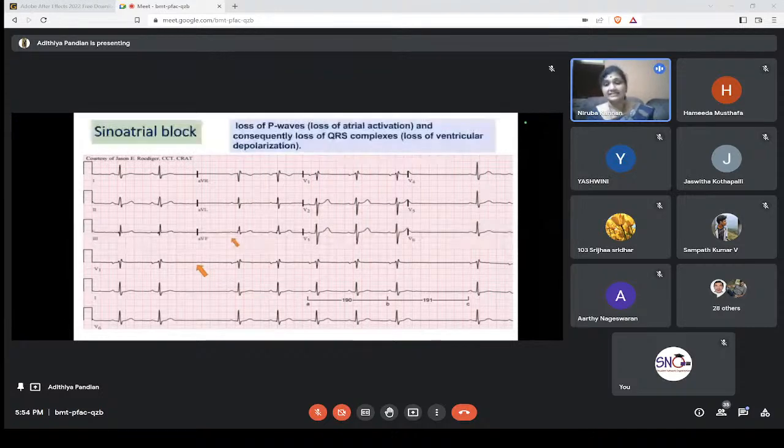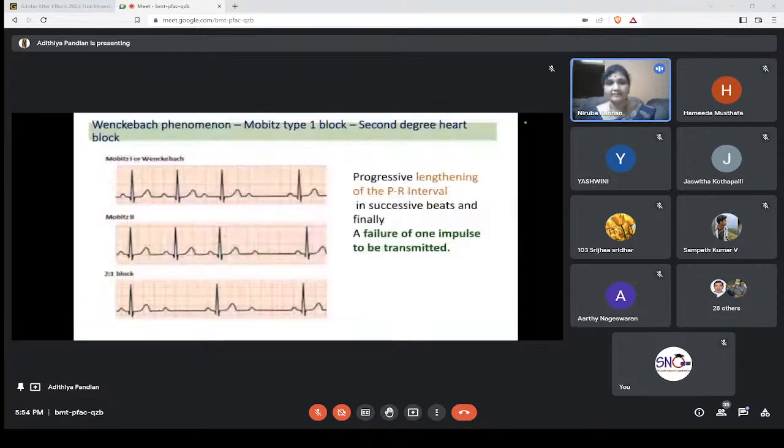Okay, this is an SA node block where there is a loss of P wave. Do you know the physiology behind SA block? When the SA node is blocked, what do you get? You don't get a P wave at all when the SA node is blocked.